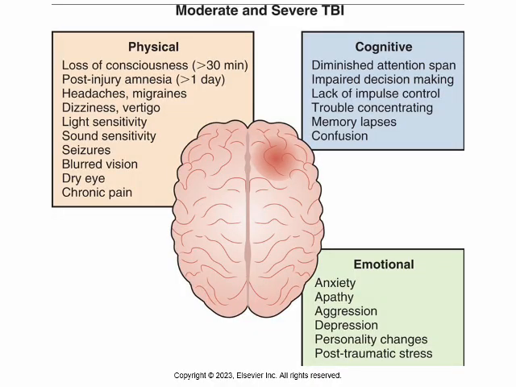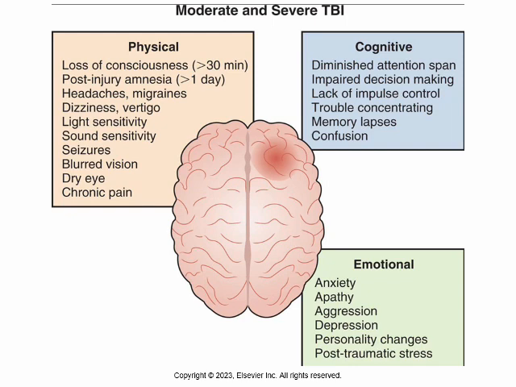Look at what can occur in moderate and severe TBI. Physically, there could be a loss of consciousness, amnesia, headaches, migraines, vertigo, dizziness, light and sound sensitivity, seizures, blurred vision, dry eye, and chronic pain. They also go through cognitive and emotional changes as well.